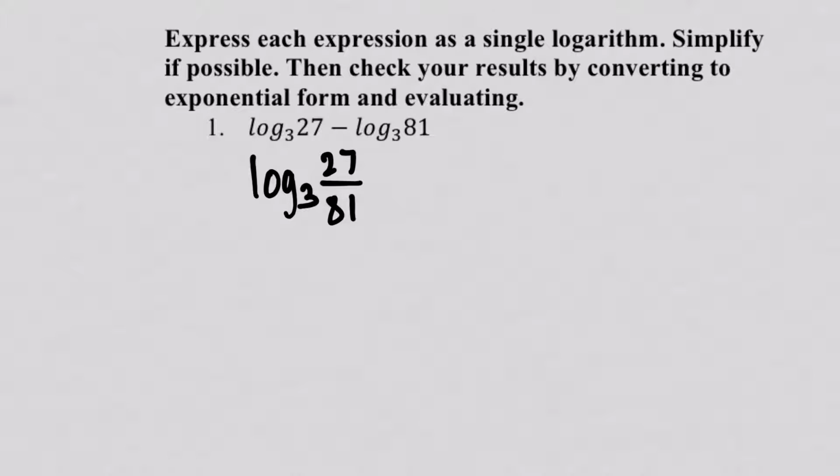And I can simplify that because I know 27 and 81 have something in common. I can divide them both by 27, right? 27 divided by 27 is 1. 81 divided by 27 is 3. So it's log base 3 of 1/3.